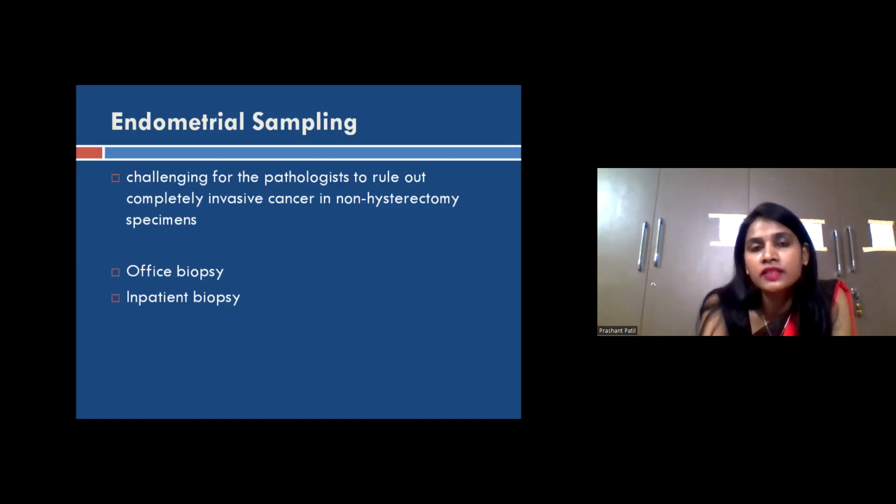So it's quite challenging. That is why we need to give a thorough history. Whenever we are giving a requisition to the pathologist, the history pattern has to be documented properly, and also the examination findings, preferably the scan findings. So there are two types of biopsy techniques, like I told you, office biopsy and inpatient biopsy. And the studies have shown that office biopsies also have an equally high diagnostic accuracy rate in detecting hyperplastic endometrium.